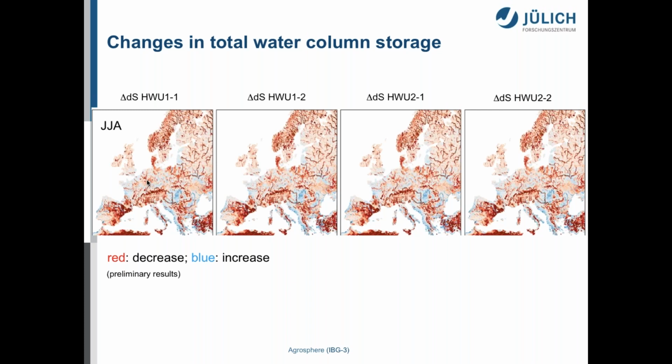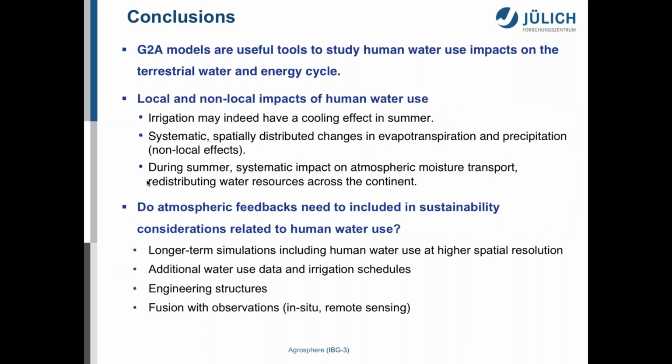So I hope I can demonstrate here that feedbacks with the atmosphere, the change in the atmospheric transport, play a major role, and that non-local effects via the atmospheric transport have to be considered if we talk about water use at the continental scale. So we feel that to study these processes, the groundwater-to-atmosphere models are useful tools, and also to assess the impact on the terrestrial water and energy cycle.